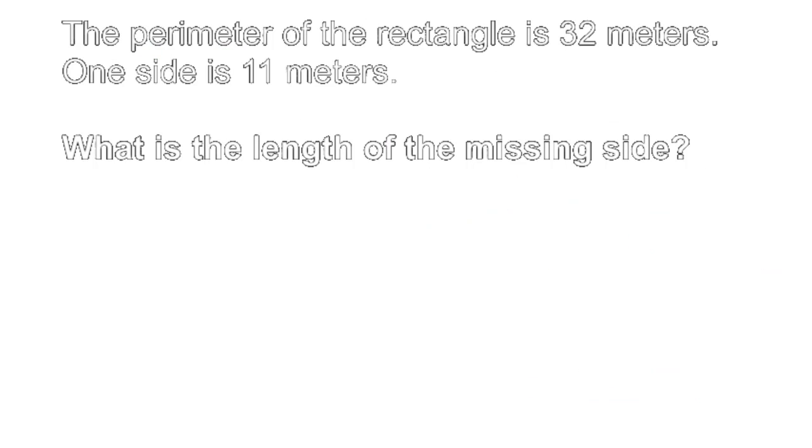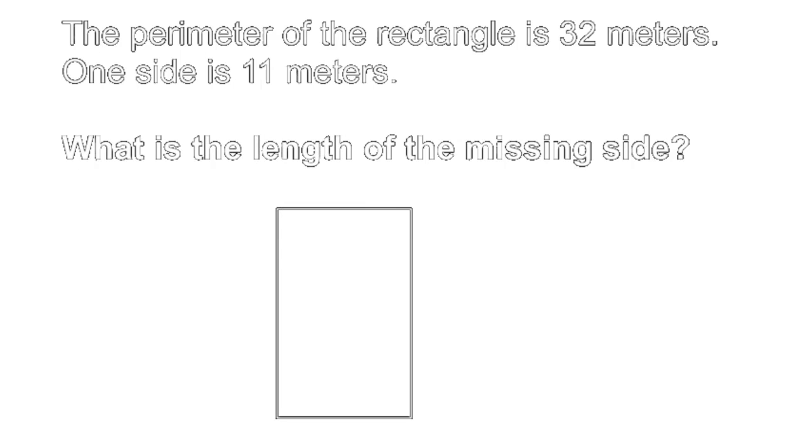Okay, let's look at one more. This time it says that the perimeter of a rectangle is 32 meters and one side is 11 meters. What is the length of the missing side? So again, we have a missing side. So let's visualize this. Let's draw ourselves a rectangle here. This is what a rectangle looks like.